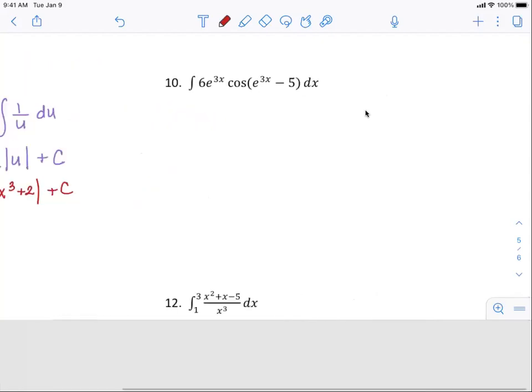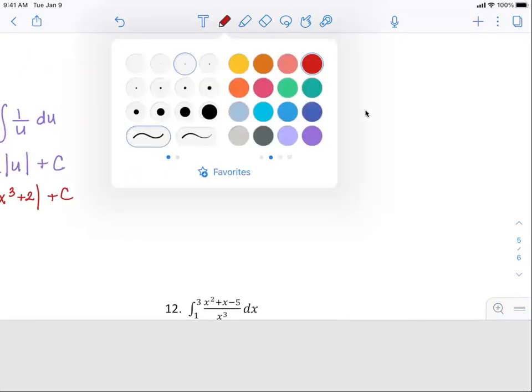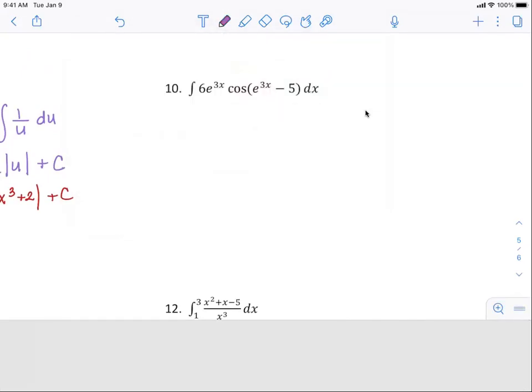Okay, number 10. Number 10, clearly not a basic rule. We can't really rewrite that. We've got exponentials mixed with trig. There's not much we can do there. This is not a fraction, so it's not going to be an inverse trig. So this means we're going to have to use u substitution.